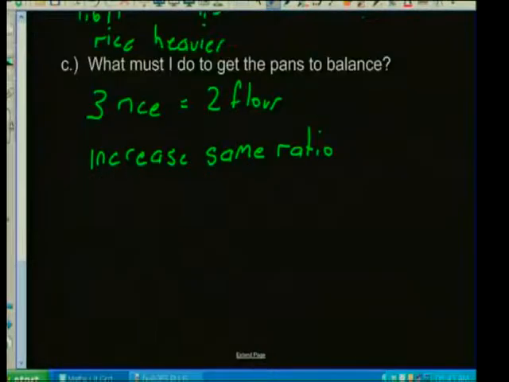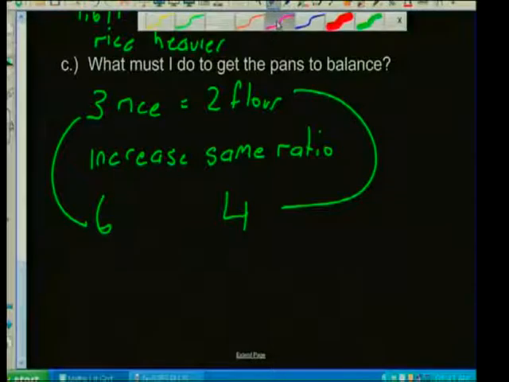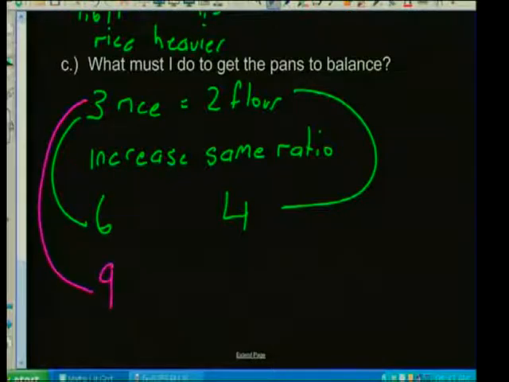What do I mean? If I increase that to 6, I've doubled it. Then I'll increase this to 4. I've doubled it. If I increase it by 3, okay, let's do one more. So if I increase this by 3 times and make that 9, that's 3 times, and I'm going to make that 6. So I need to keep it in the same ratio, so that when I simplify the one to the other, I still get back to my 3 to 2.